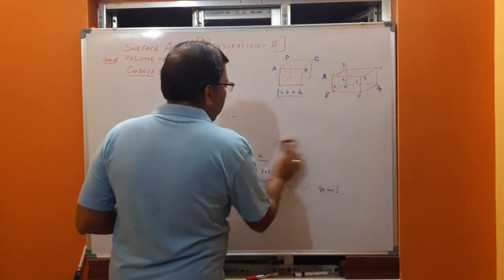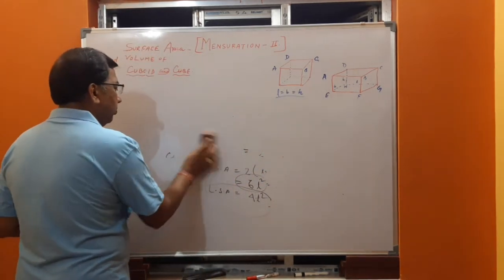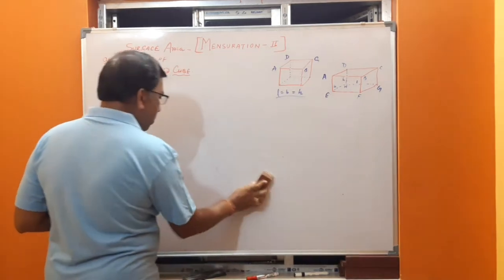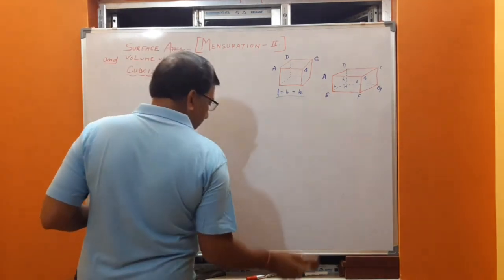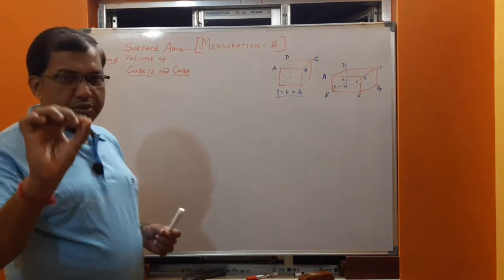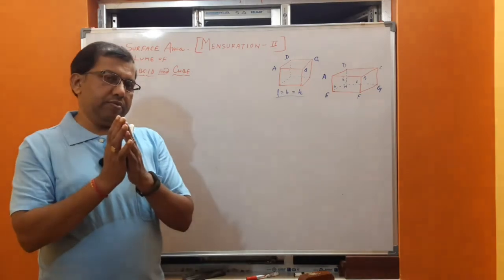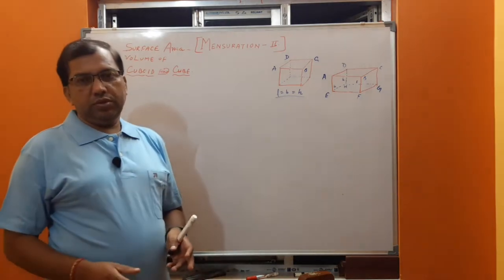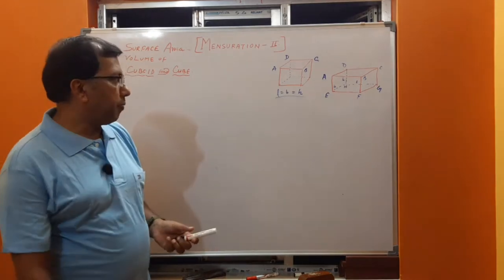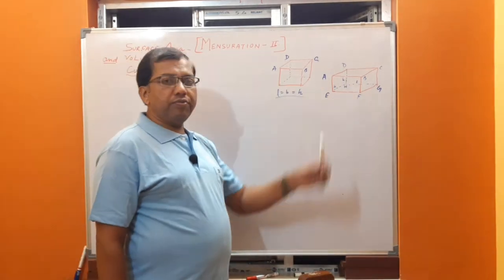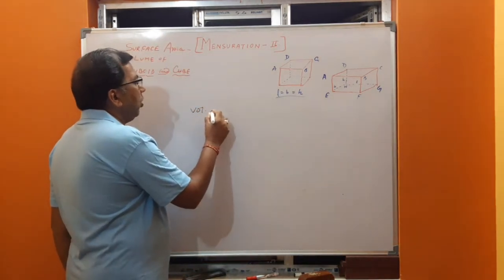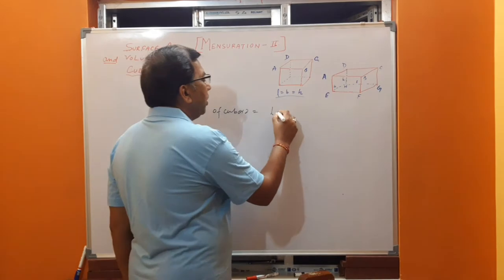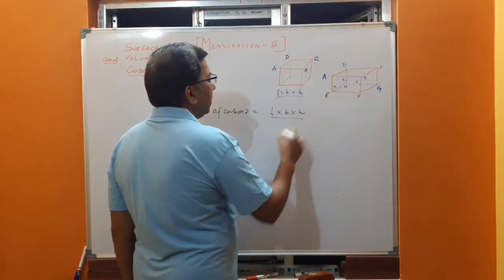Now, if you find out the volume, the region bounded by the solid is known as the volume. Volume is a triple area, with some difference: the space bounded by the solid figure. In that case, what will be the volume of the cuboid? Volume of cuboid is length into breadth into height.